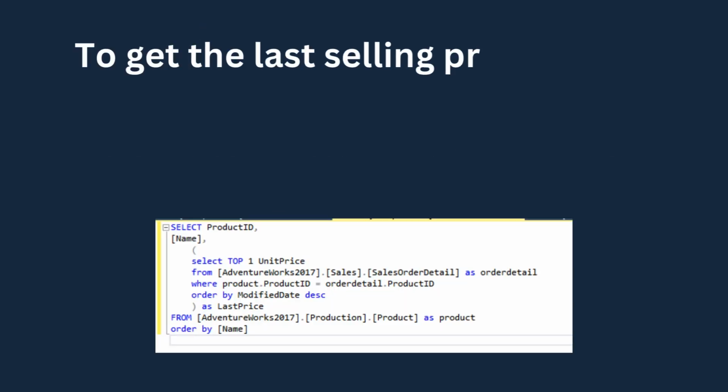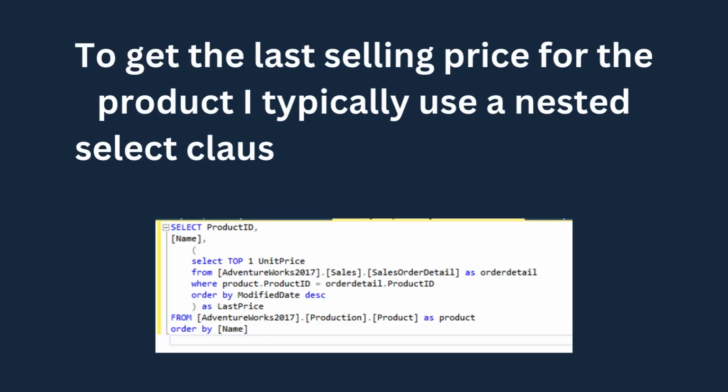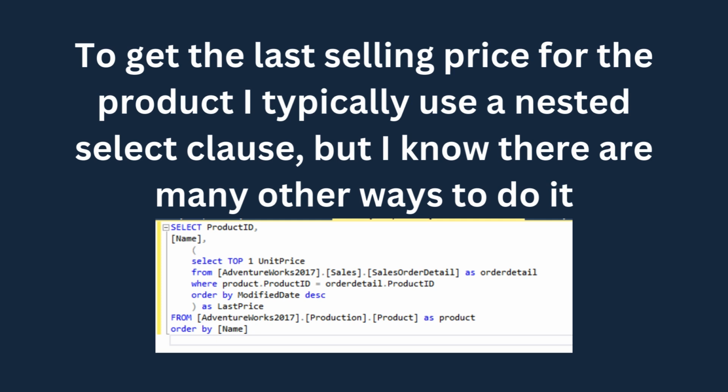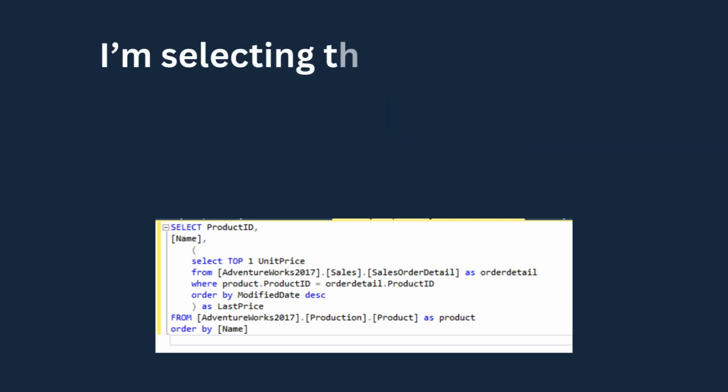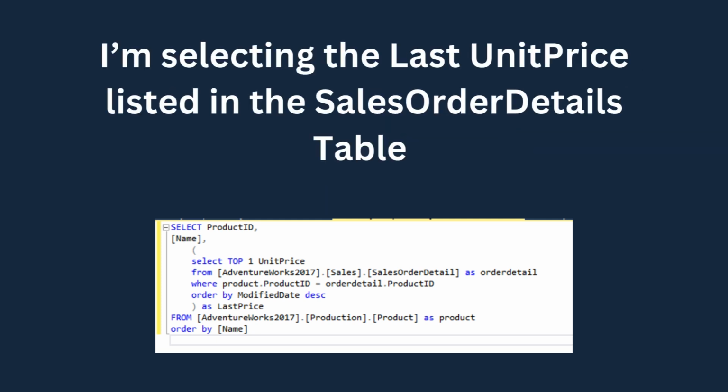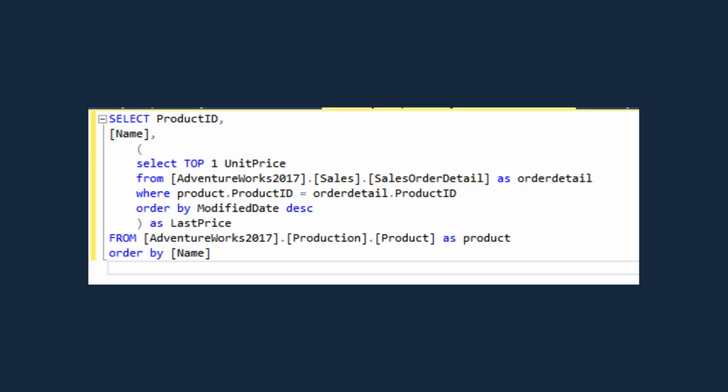To get the last selling price for the product, I typically use a nested select clause, but I know there are many other ways to do it. I'm selecting the last unit price listed in the sales order details table. For the purposes of this example, this will work fine.